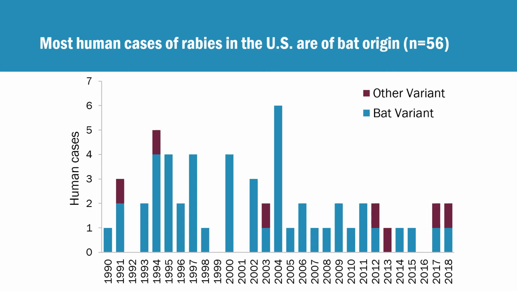And of those that were acquired in the United States, only 2 were due to dog rabies and 4 from raccoon rabies. And these are shown in the purple-maroon bars. However, most domestically acquired cases, 42 total, were acquired from bats, and these are shown in the blue bars. So bats pose the highest risk to humans in the US as far as transmitting rabies.